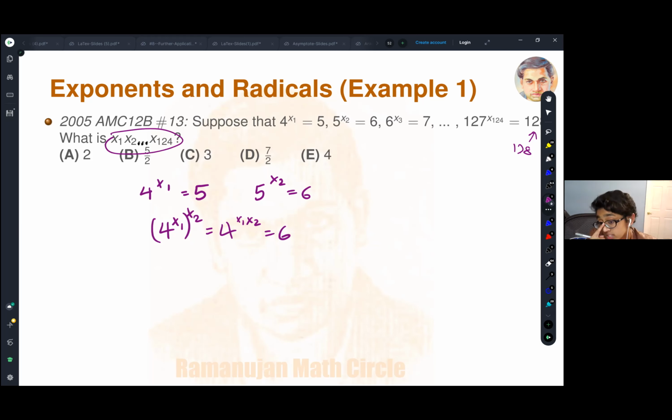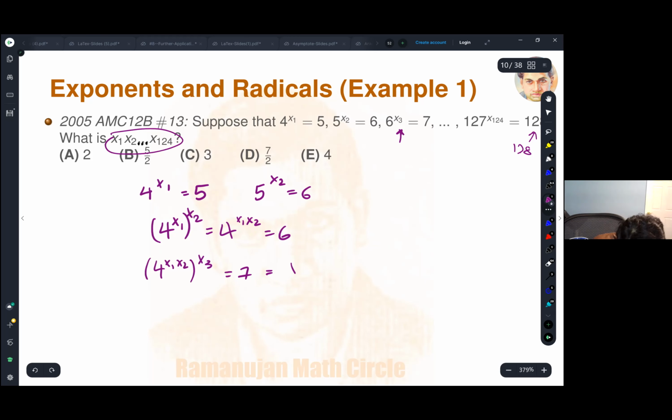And now this starts to give us a little hint, because the thing they're asking for us is the product of all the top, or the exponents. So we can just keep plugging this in and it should keep multiplying. And so let's check it out one more time. So we're going to plug this into 6 to the power x3 is equal to 7. So what we're going to do is we're going to plug in 4 to the x1, x2 into this. And you indeed actually get 4 to the x1, x2, x3.